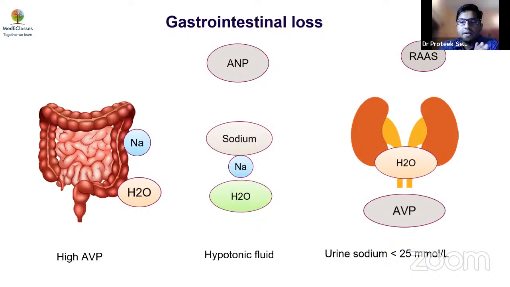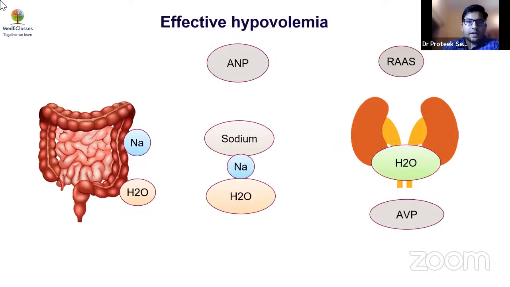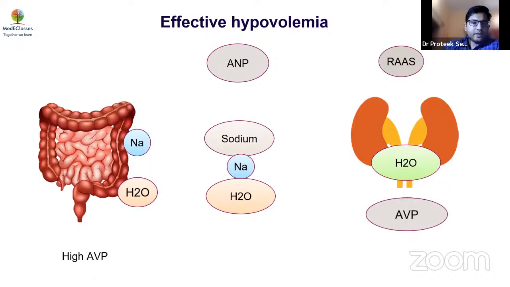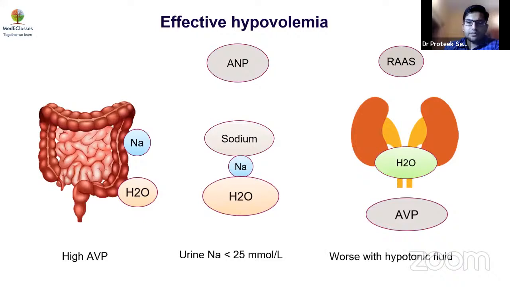In these cases, again, urinary sodium is less because aldosterone is being secreted to reduce the urinary sodium loss. Again, coming to the other causes, if there's a decreased effective volume, it is very similar to that. High AVP is present, urinary sodium less than 25, and it worsens with hypotonic fluid.